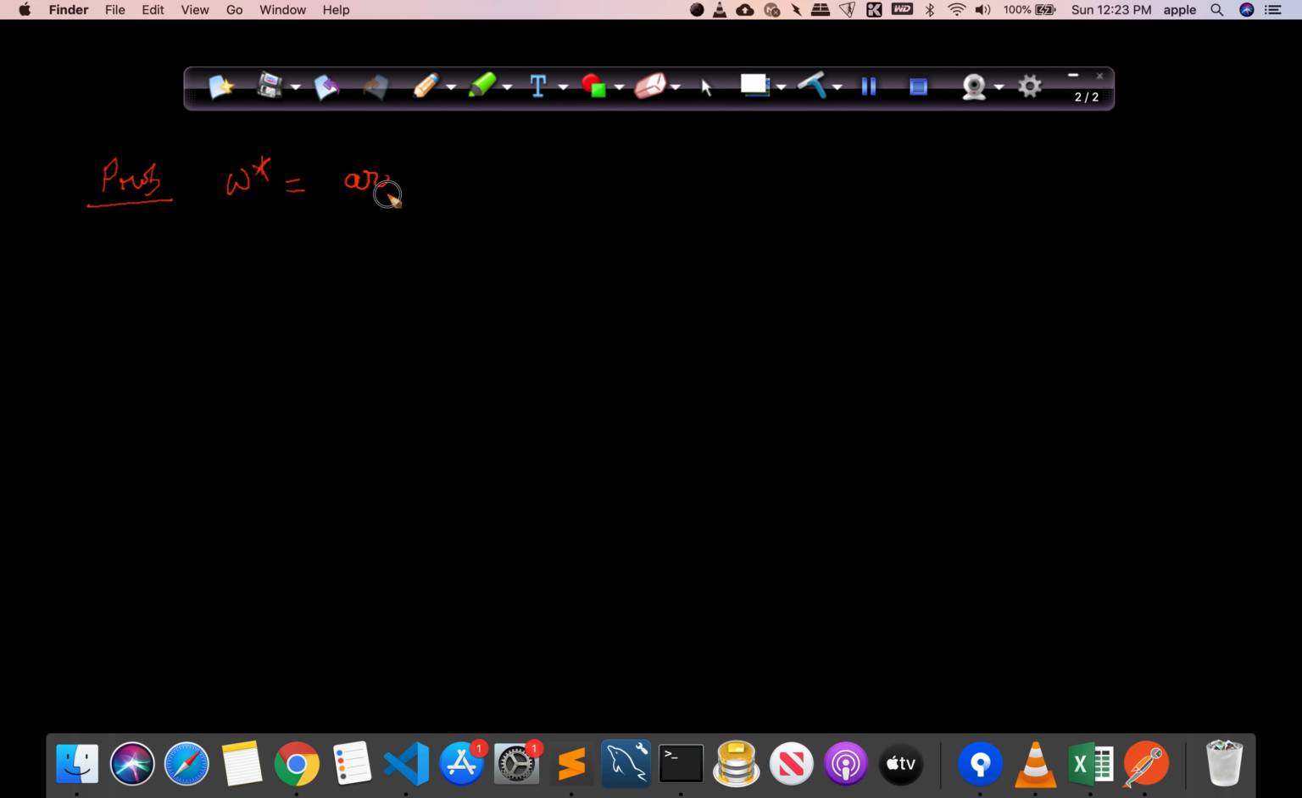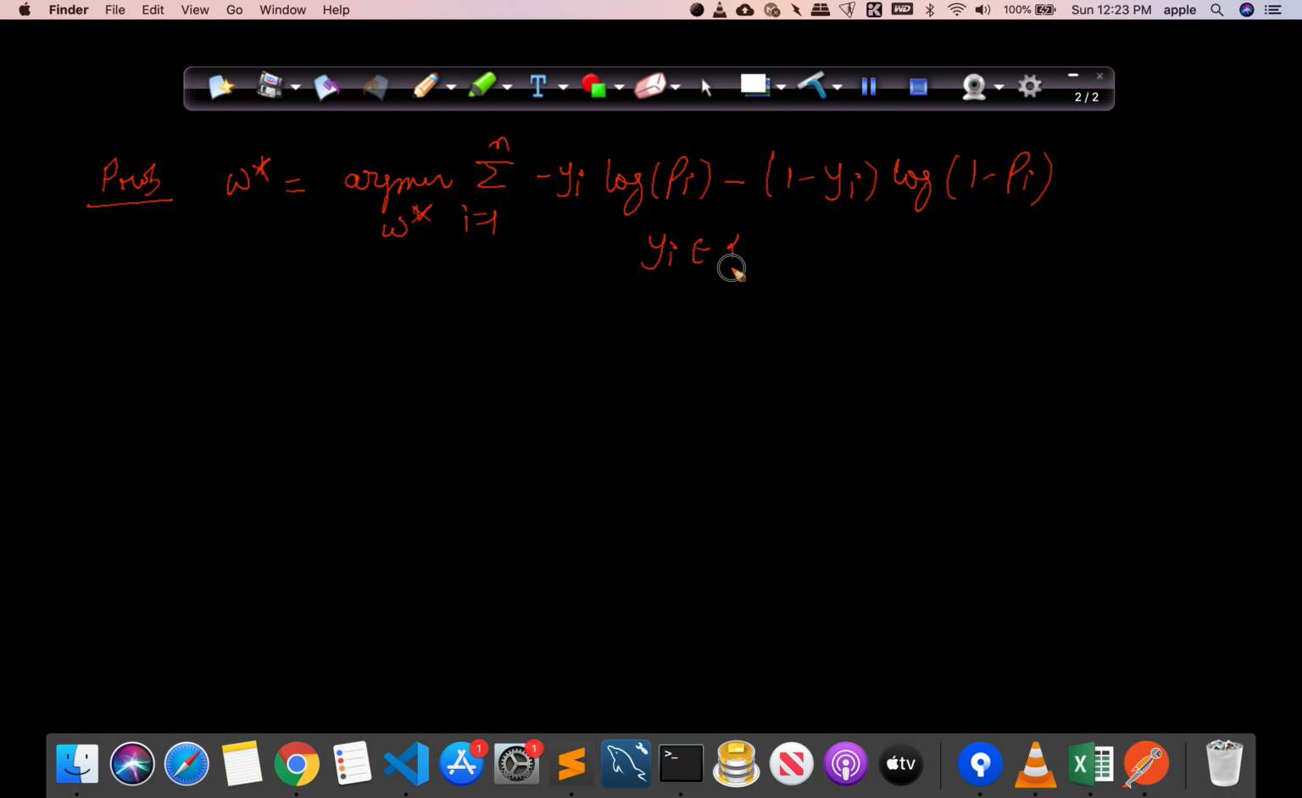So this was argmin w star, sum over i equals 1 to n, minus of yi into log of pi minus (1 minus yi) into log of (1 minus pi), and here yi belongs to the set {0, 1} and pi is equal to sigmoid of zi, and what is zi? Zi is equal to w transpose xi.